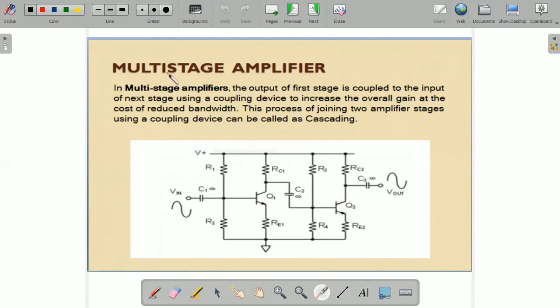The main purpose of the multi-stage amplifier is increased gain. Also, in multi-stage amplifier, the output of the first stage is coupled using a coupling device, that is capacitor, to the input of next stage. This process of joining the two amplifier stages is called cascading. Also, the increase in overall gain causes the reduced bandwidth.